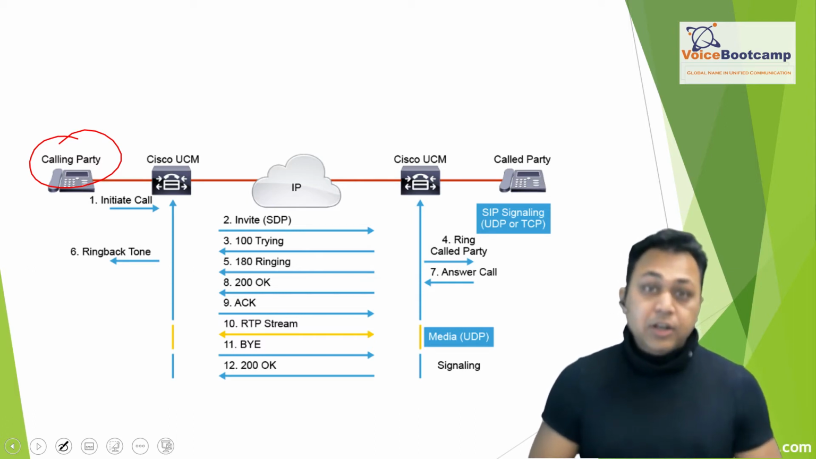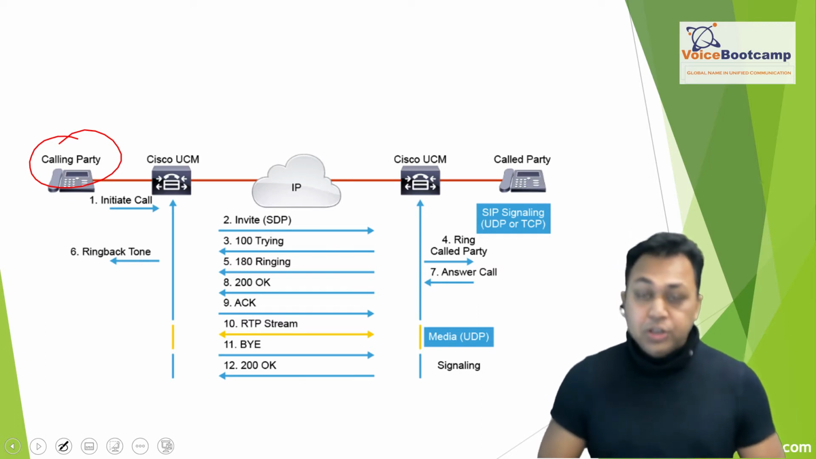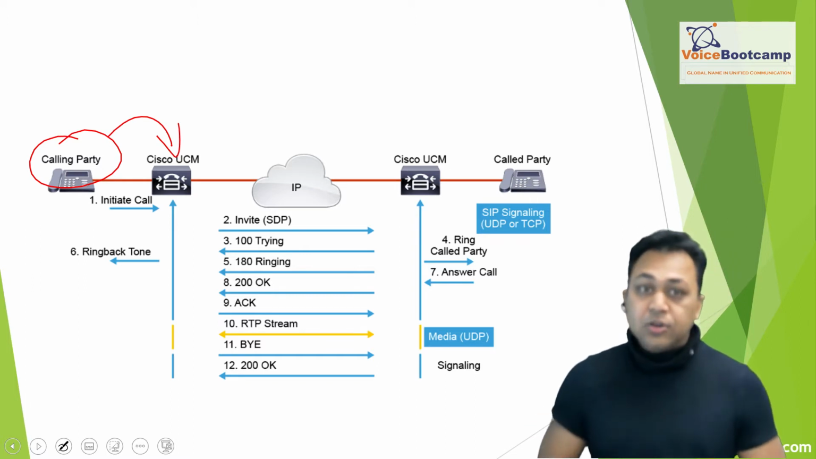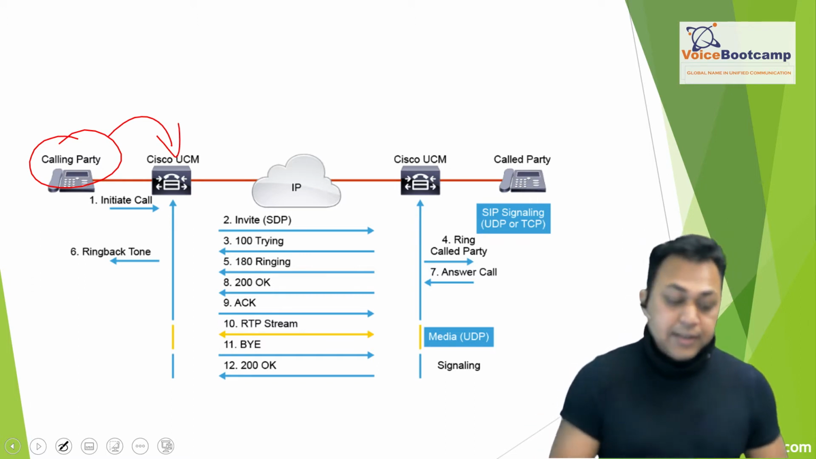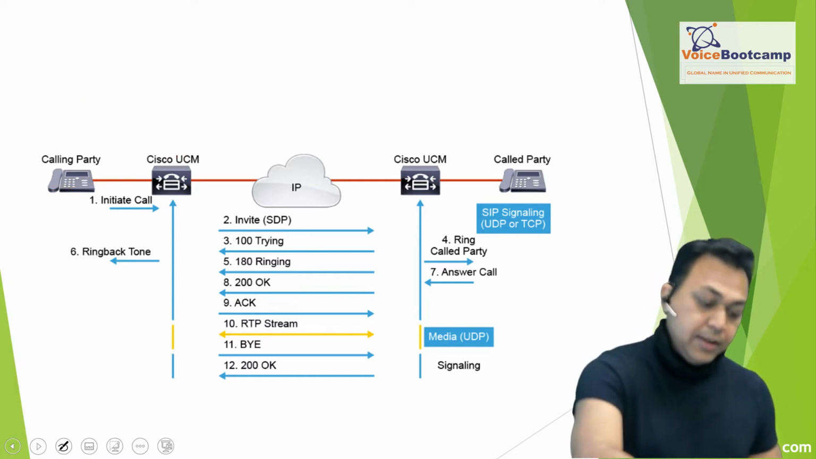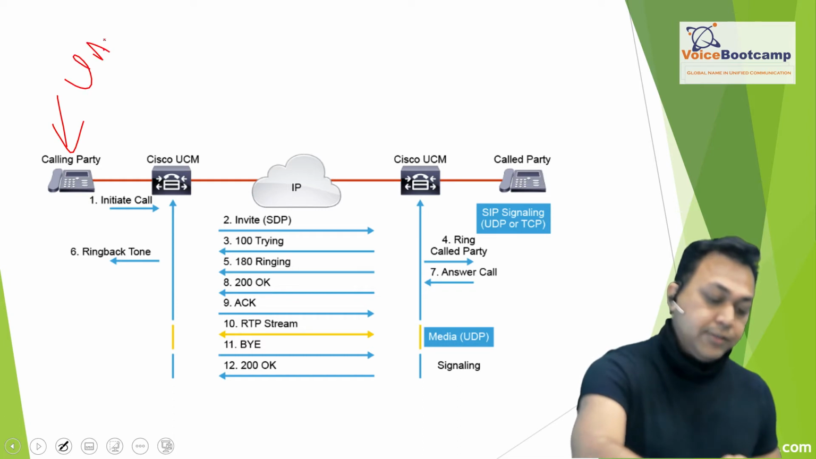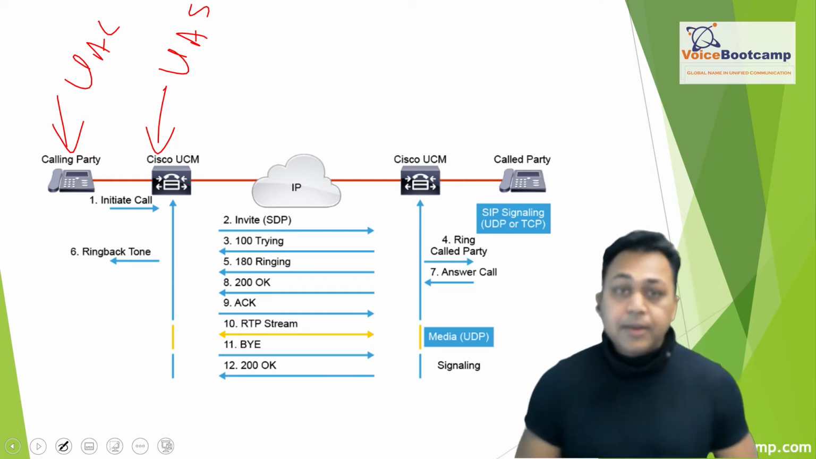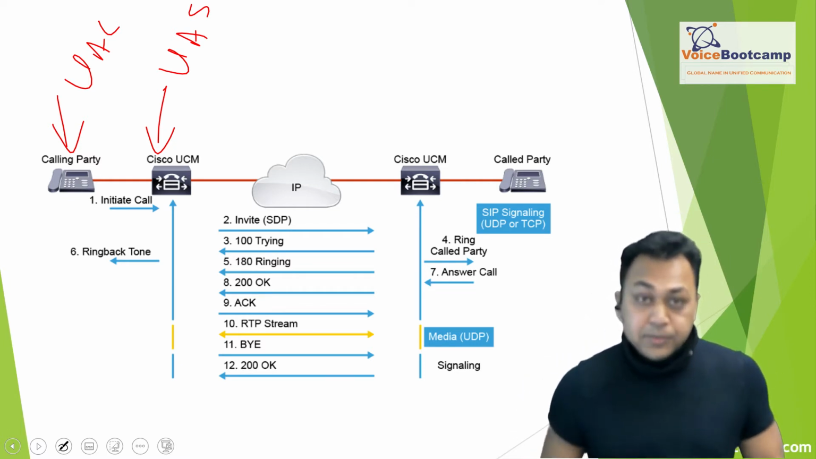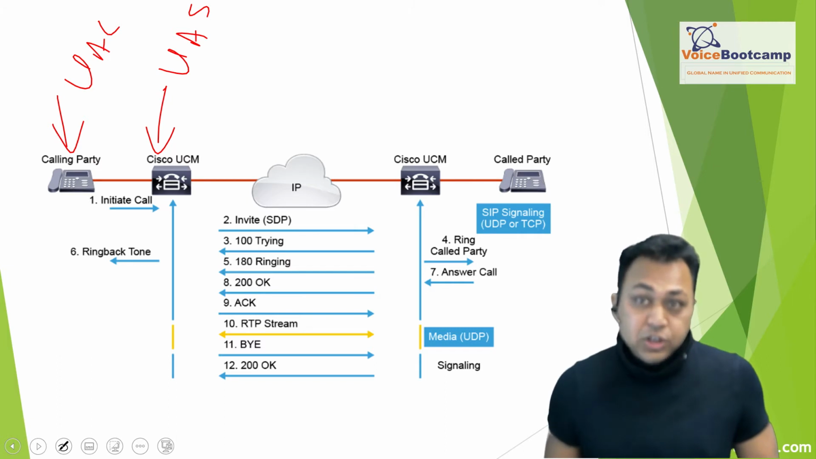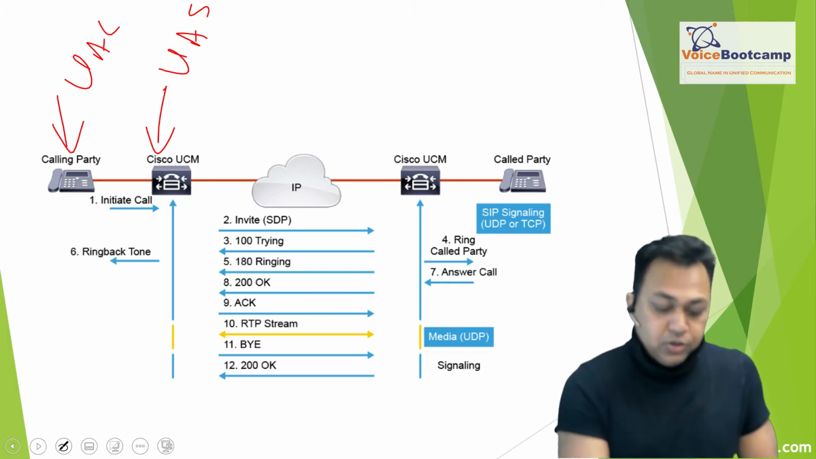I will be known as the user agent client, or UAC, and I will be sending an INVITE message to my user agent server, in this case, the call manager. So the user is called UAC, and the call manager will be called UAS, user agent server. And I'll be sending an INVITE message. Now, in this case, the user agent server, call manager, responds to the INVITE message using 100.